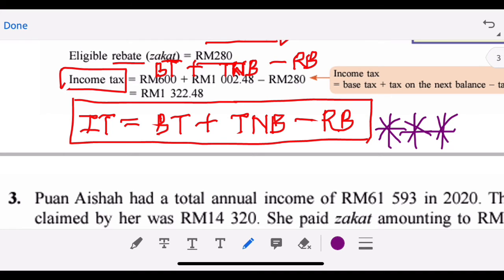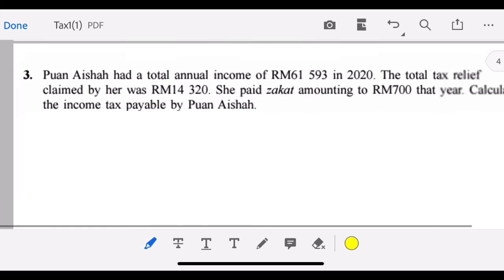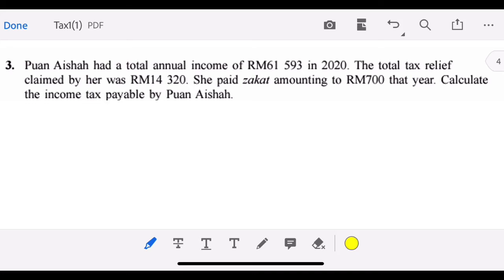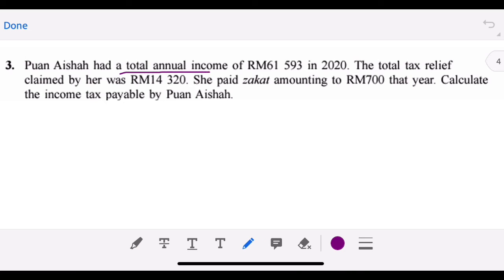Now we are going to discuss one question for Puan Aisha. Puan Aisha had a total annual income of 61,593 in 2020. The total tax relief claimed by her was 14,320. She paid zakat amounting to 700. Calculate the income tax payable by Puan Aisha.